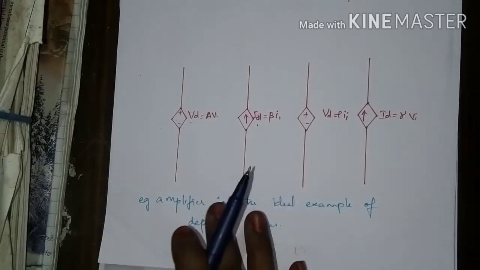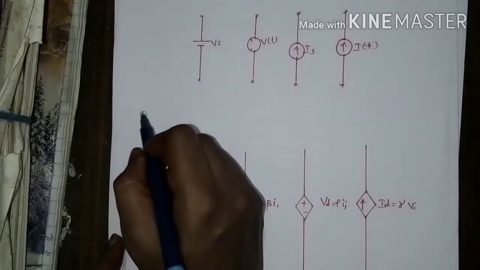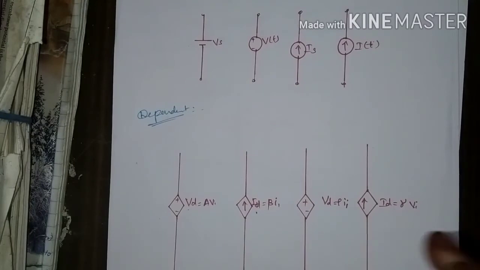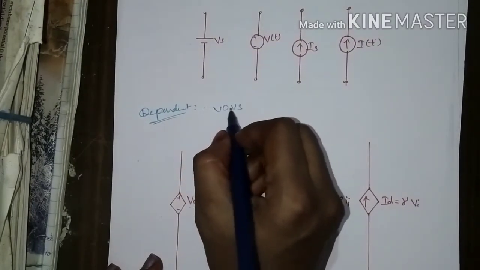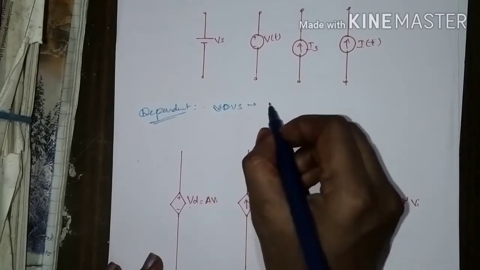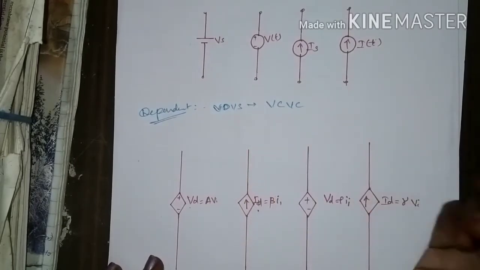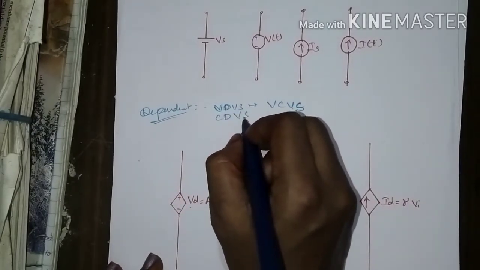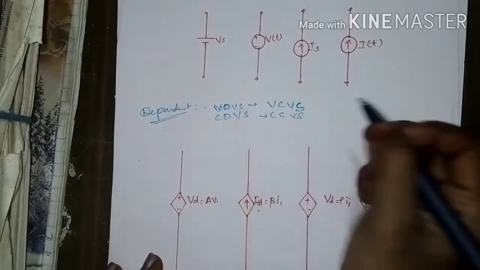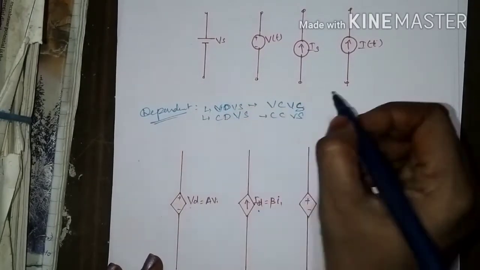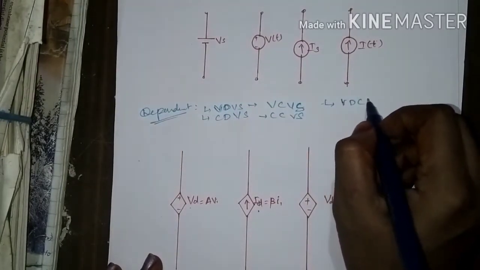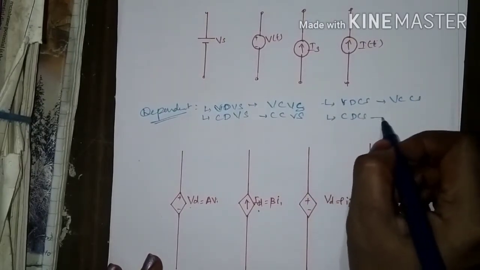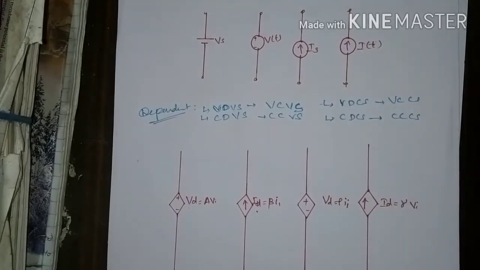So, classifications of dependent voltage sources and current sources are: voltage dependent voltage source, or it can also be termed as voltage controlled voltage source. Current dependent voltage source, or current controlled voltage source. The third type is voltage dependent current source, or voltage controlled current source. And current dependent current source, or current controlled current source.